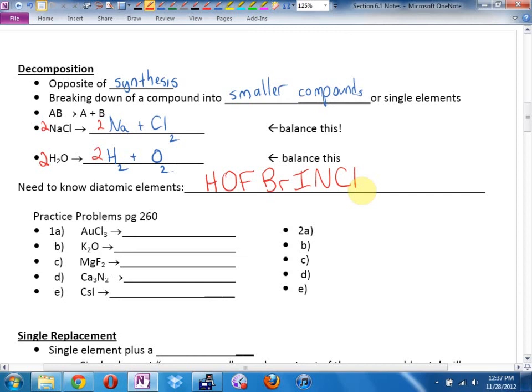You may notice that the halogens on your periodic table, fluorine, chlorine, iodine, bromine, those are Hofbrinkels. And then you have nitrogen, oxygen, and hydrogen.